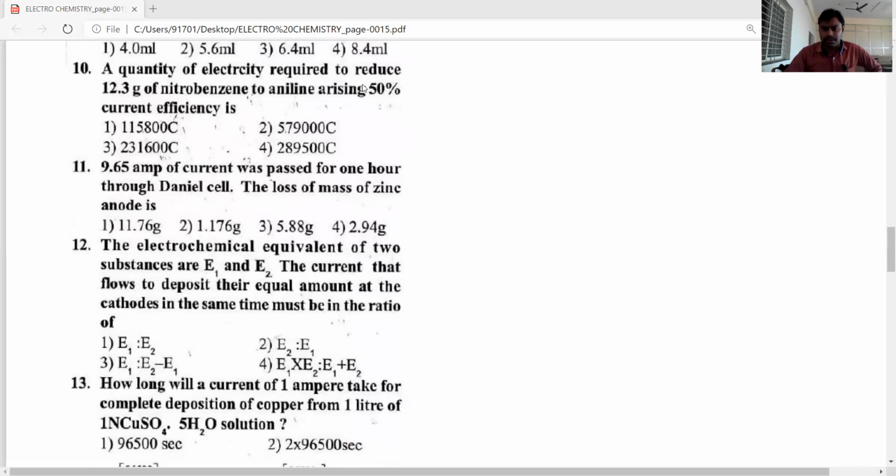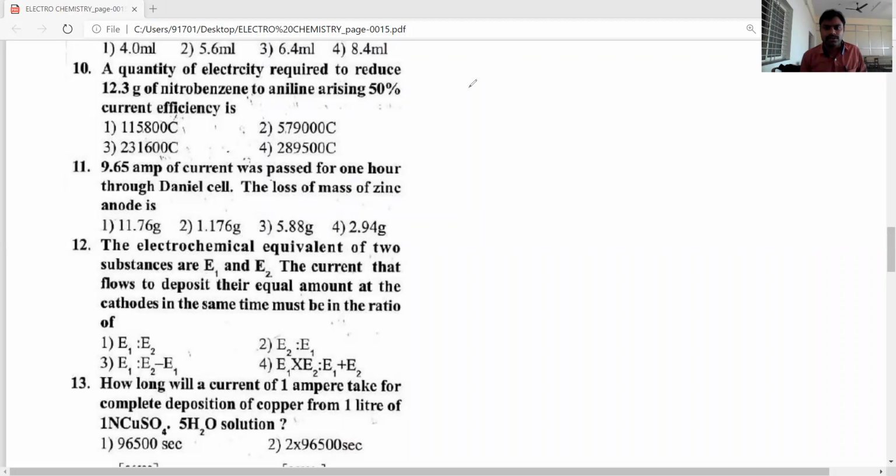The electricity is used to reduce 12.3 grams of nitrobenzene. How much quantity of electricity is required? But only 50% current efficiency is present during the passing of electricity. Then, to make it 100%, we have to multiply it by 2.